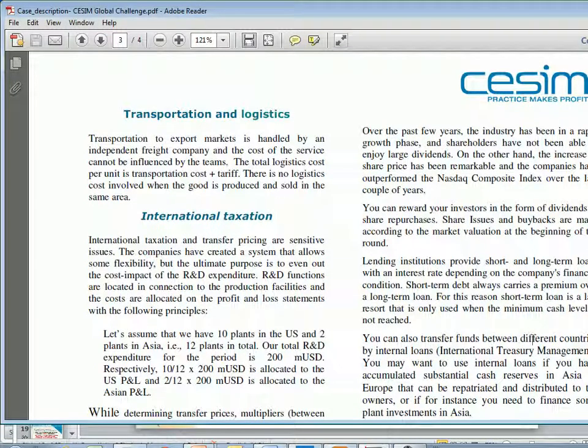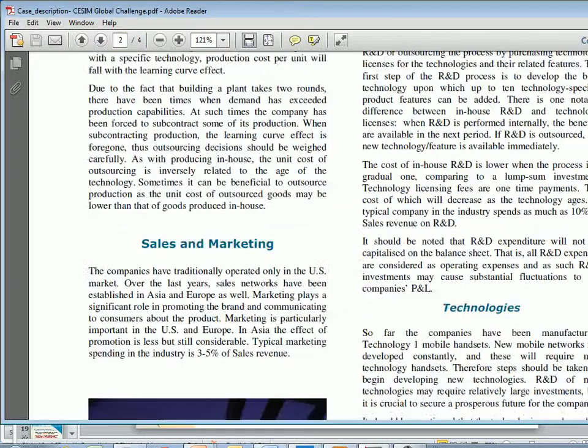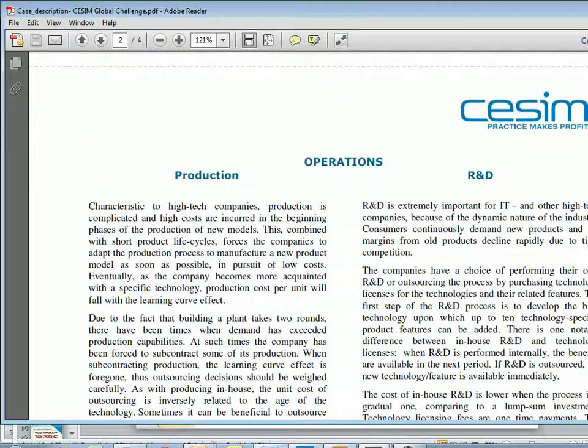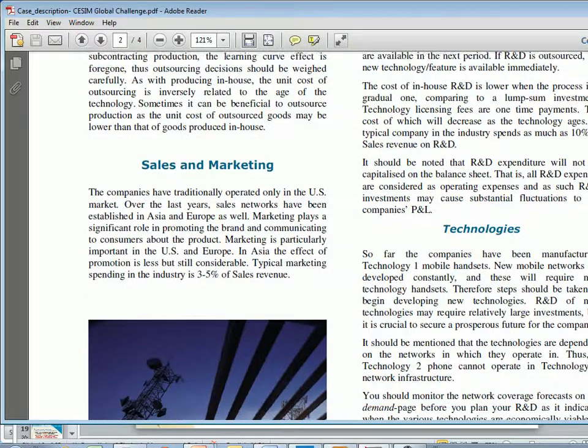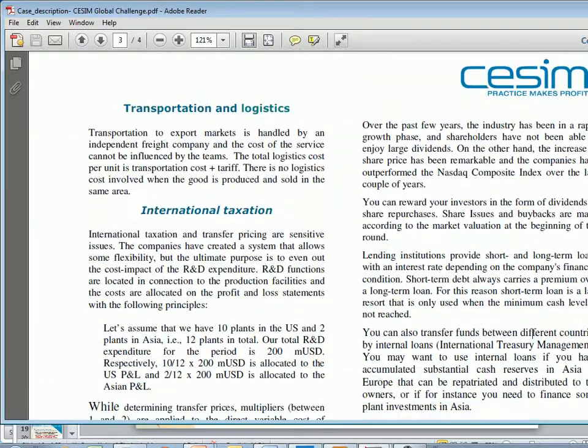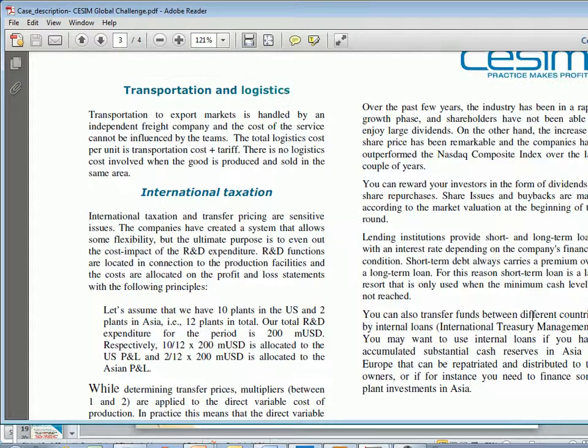Okay, so basically you have operations. Operations was production, R&D, sales, and marketing. This other part, transportation. Transportation is logistics, and I think you've taken an operations course, so this is quite familiar to you. They've made it simple. When you transport to another market, all you pay is the tariff or the tax plus the transportation cost, and that's it.